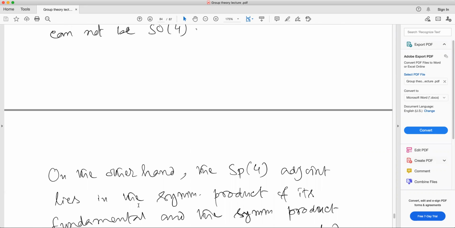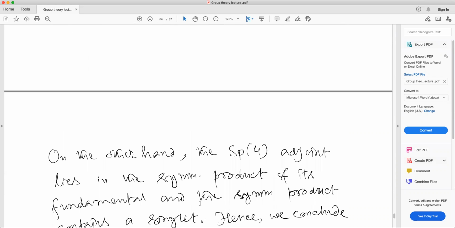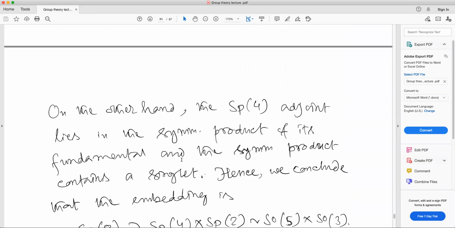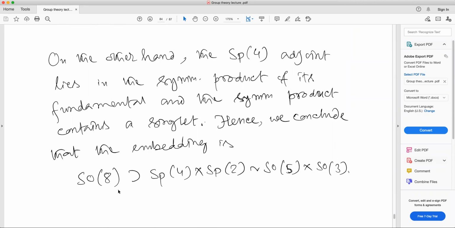On the other hand, the SP4 adjoint lies in the symmetric product of its fundamental representation. Like the SP4 adjoint representation lying here, but it is accompanied by the singlet of the SU2. And the symmetric product contains the singlet. Hence, we conclude that the correct embedding is SO8 containing SP4 cross SP2 or SO5 cross SO3.